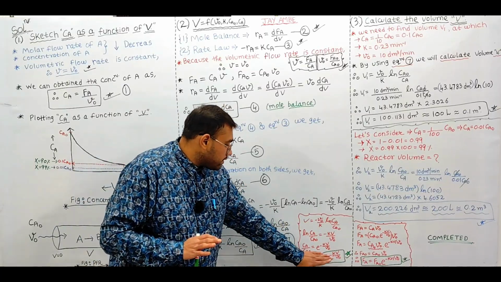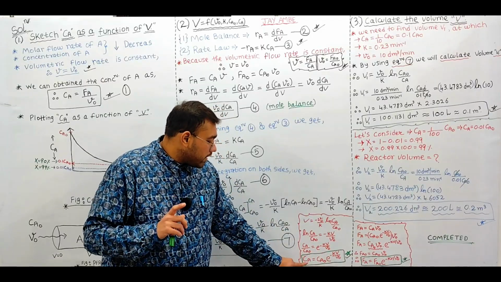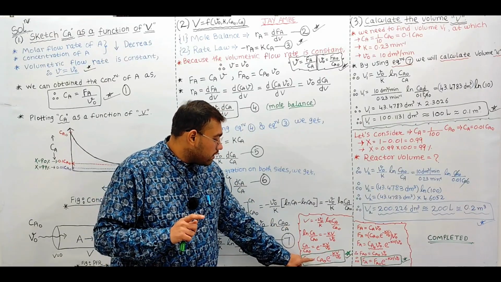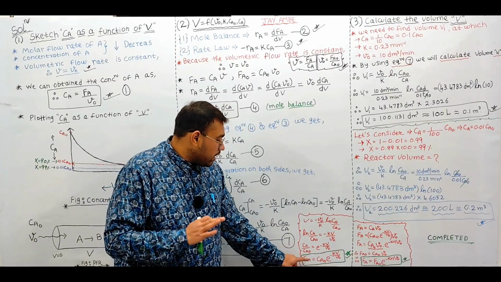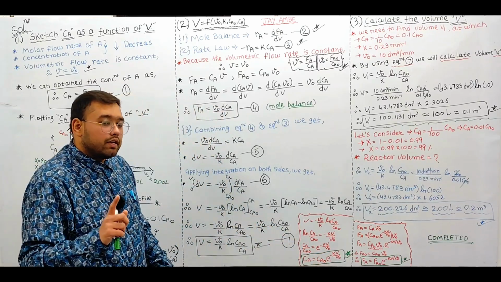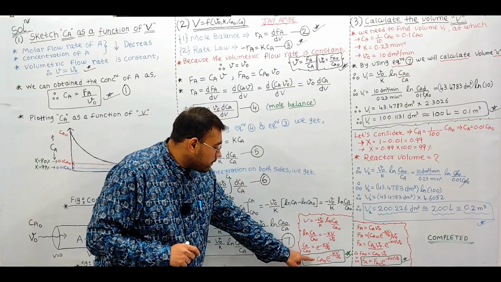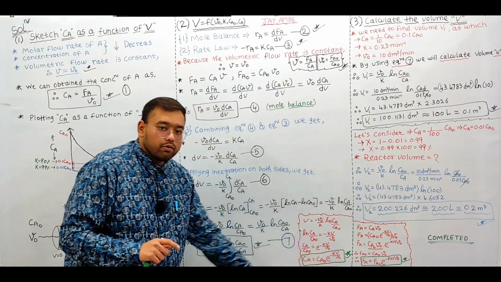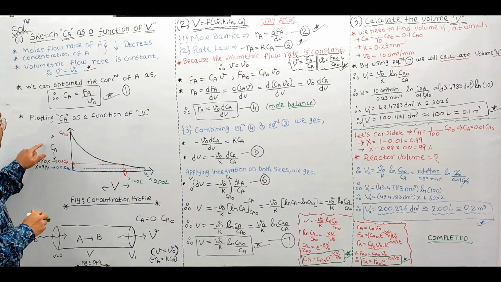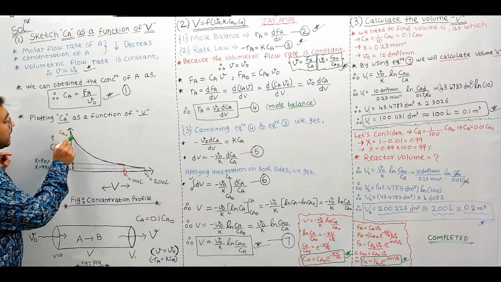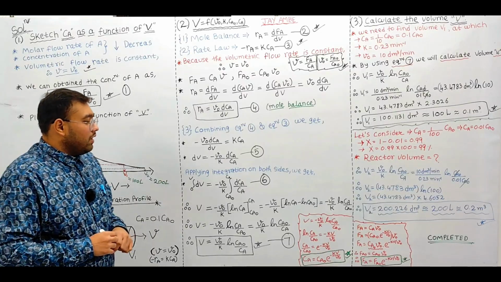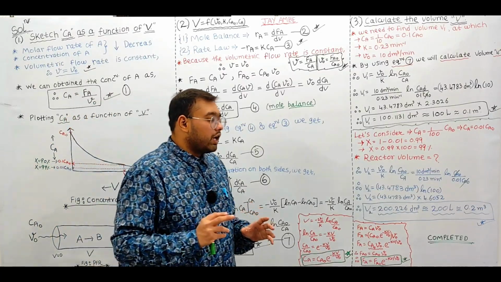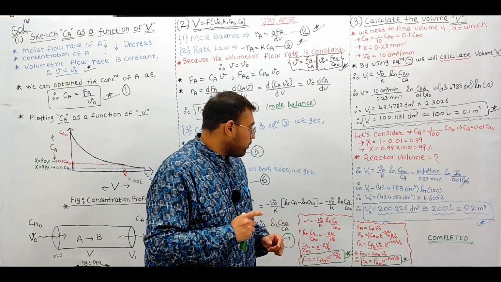So by understanding this equation, Ca is equal to Ca naught e raised to minus Kv by nu naught, we can see that the concentration of reactants will decay exponentially, right? The concentration of reactants will decay exponentially, okay. I hope you understood. In a similar way, we can also derive a mathematical relation by using the molar flow rates, right?